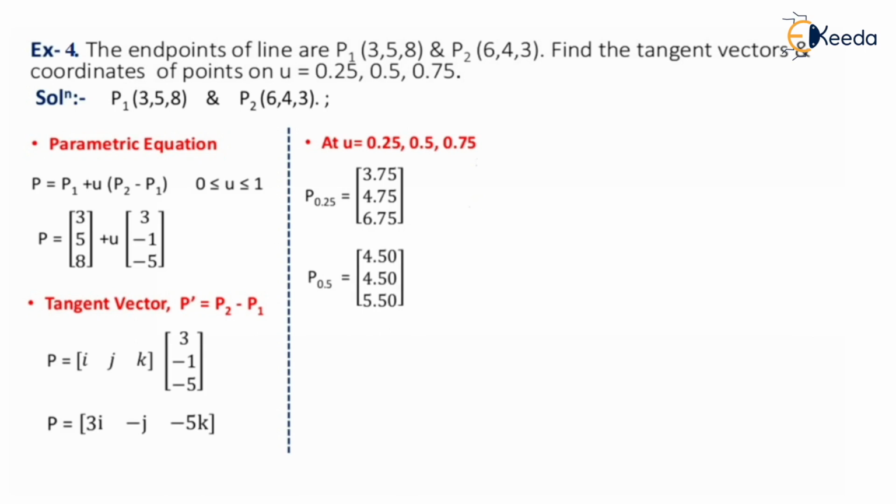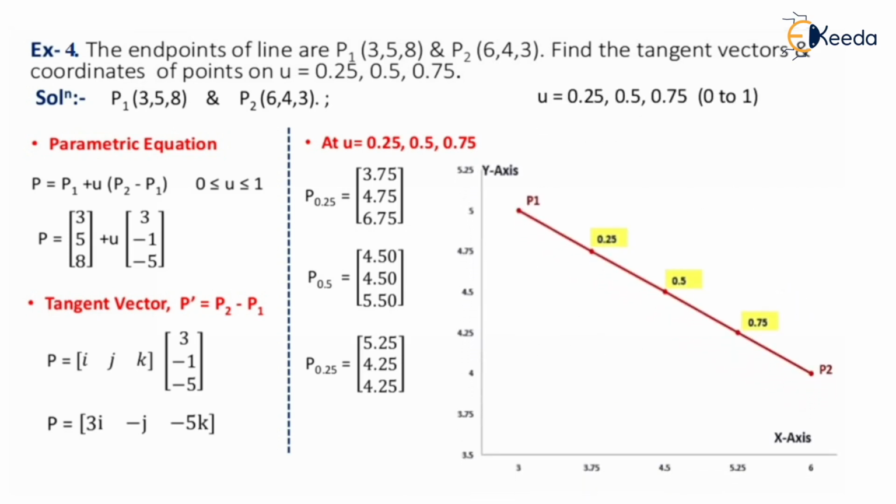Similarly, we will find P at 0.5. You have to put 0.5 in the first equation of the parametric equation. You will get 4.5, 4.5, 5.5. Next, we will calculate 0.75. You will get 5.25, 4.25 and 4.25. We have to plot these points on graph paper. So you will get such a line, with P1 and P2 and 0.25, 0.5, 0.75. These values will be available, okay, as shown in the graph. Thank you so much. Hope you understand well.